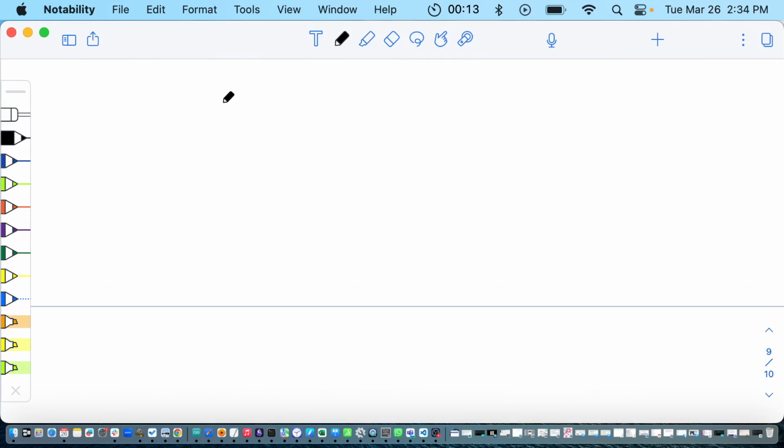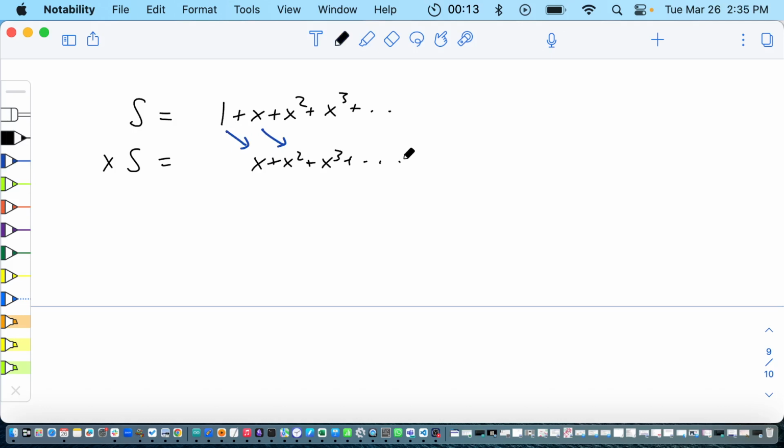So if you want to do 1 plus x plus x squared plus x cubed plus dot dot dot, you give it a name, you call it s, and then you write another copy of s underneath, which is 1 plus x plus x squared plus dot dot dot. But then if you multiply it by x, that will shift everything by 1. So 1 will become x. So x times s is not 1 plus x plus x squared. It starts with x, right? The 1 gets multiplied by x, the x gets multiplied by x, the x squared gets multiplied by x, and so on. And you end up with a shifted copy.